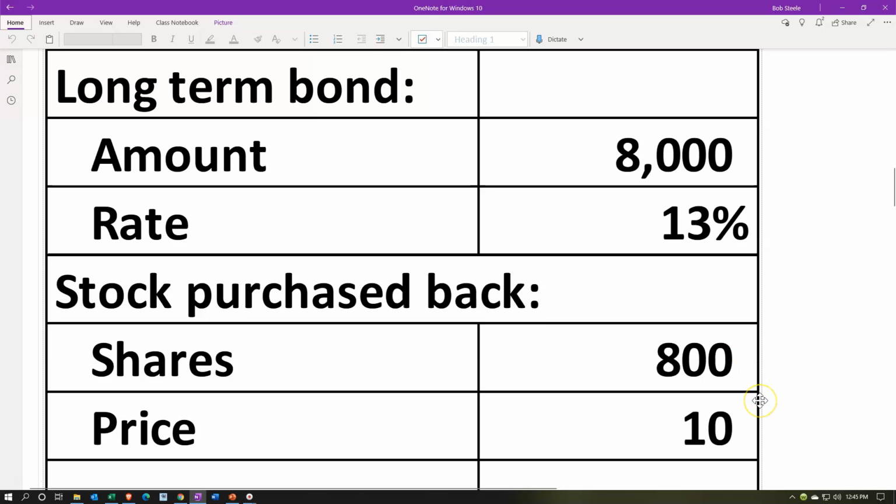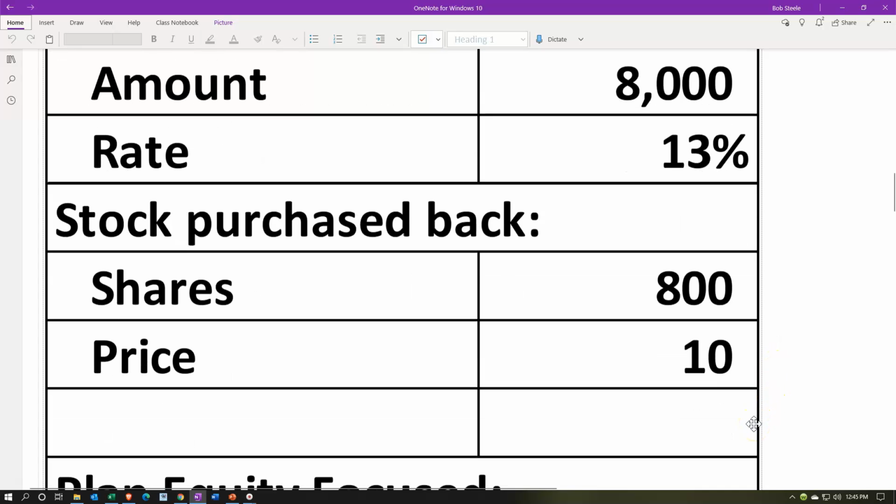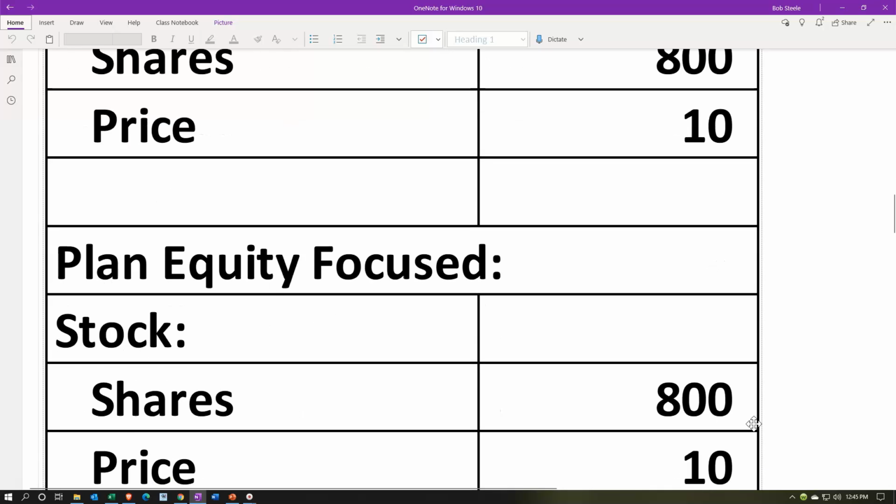The current price to buy back is $10, so we're going to be buying it back at $10 with our $8,000 that we're going to get from the issuance. And that means we can buy back 800 shares. Note that the par value is the same as the price. Don't let that throw you off. That's just going to be simplifying the process here.